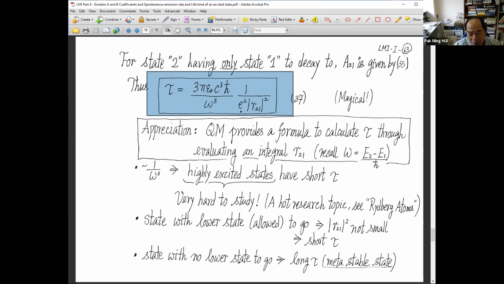All in all, we only need to know 2 things. Where does the excited state decay to? That will fix the omega. And then the initial and final state wave function, and in between the electron's position operator R. Rather magical, okay? Well, this week the TA already calculates something, 1s to 2p, in hydrogen.